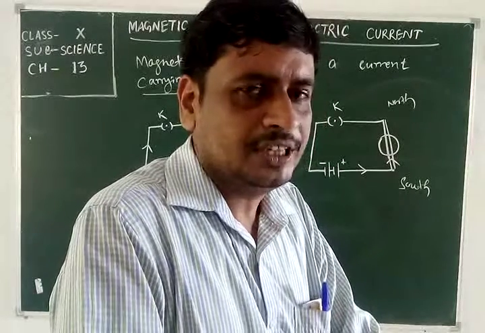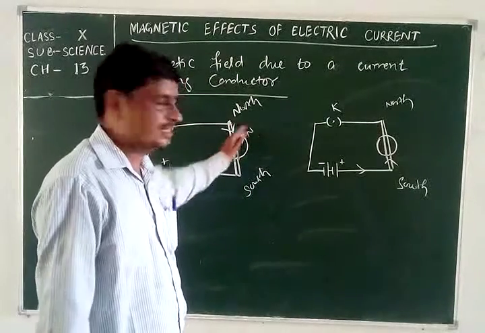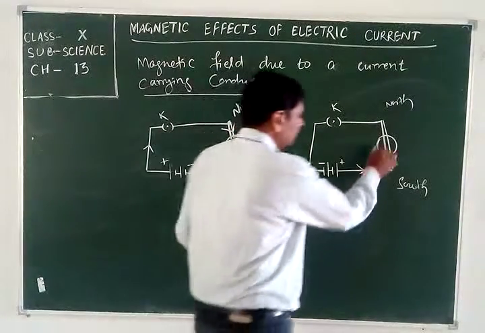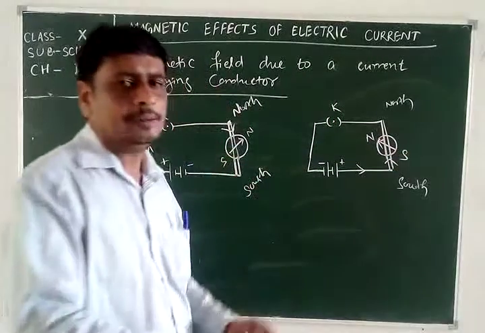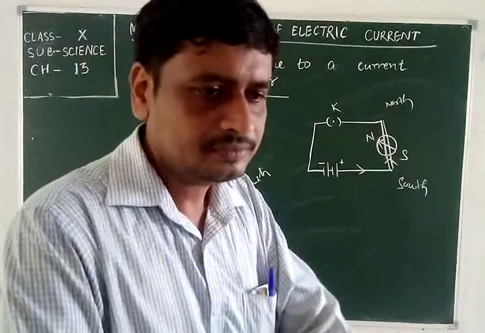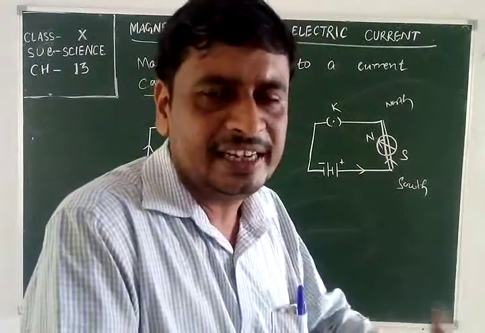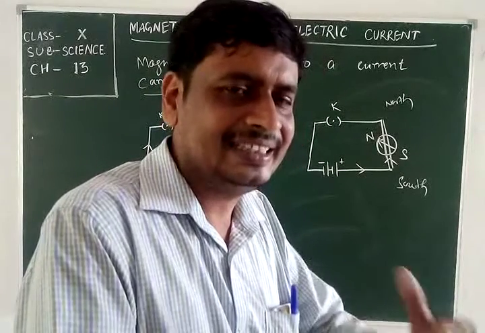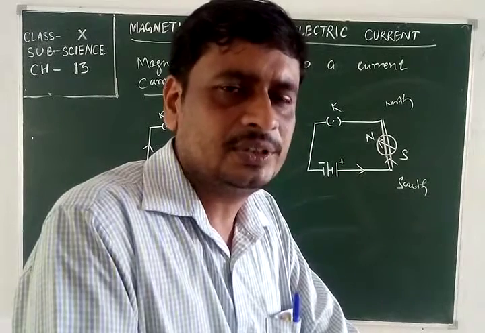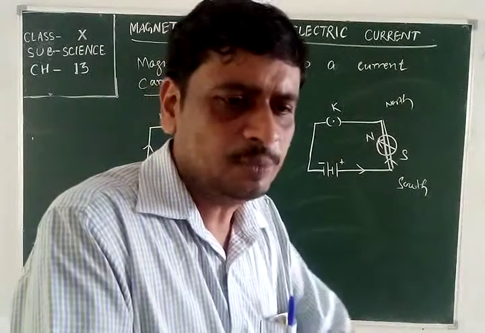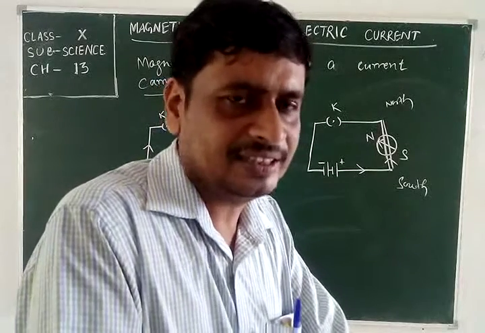Now the needle moves in the opposite direction. Here, it is deflected in this direction. Now the needle is deflected just opposite to the previous direction. So it shows that when the current reverses direction, the direction of this compass needle also reverses. The magnetic field also reverses its direction.